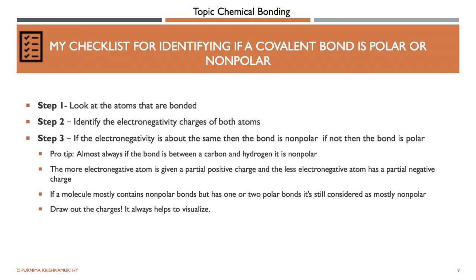Some things to remember: almost always, if the bond is between a carbon and hydrogen, it is nonpolar, as they have a pretty similar electronegativity. The more electronegative an atom is, the more it's going to have a partial negative charge. If something is less electronegative, it's going to have a partial positive charge. Another tip is to just draw it out if you're ever uncertain. Looking at it always helps, and visualizing is a great tool to use.